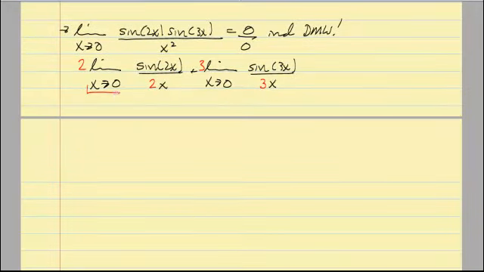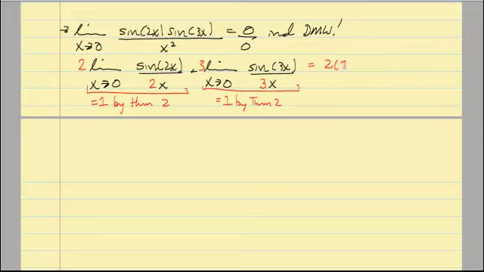So this piece equals 1 by Theorem 2. This piece equals 1 by Theorem 2. So really what I'm left with here is 2 times 1, 2 I'm dragging along, 1 is from Theorem 2, times, because we're multiplying here, 3 times 1. So in this particular case, when I multiply everything out, I have 6 for my limit.